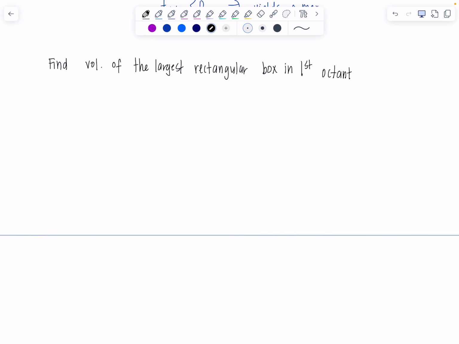Oh, this is like the one we did in the notes. With 3 faces in the coordinate planes and 1 vertex in the plane x plus 2y plus 3z equals 6. Didn't we do this one in the notes?